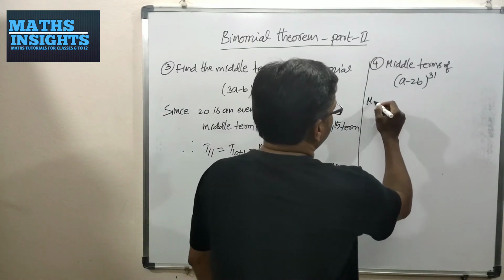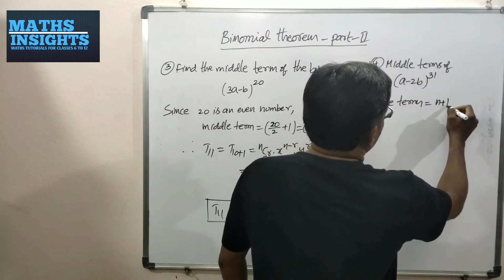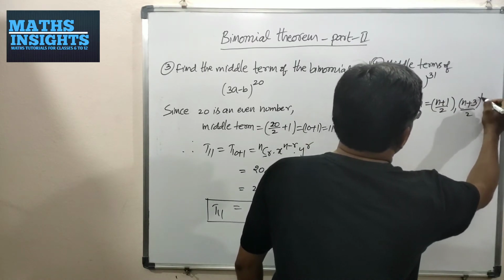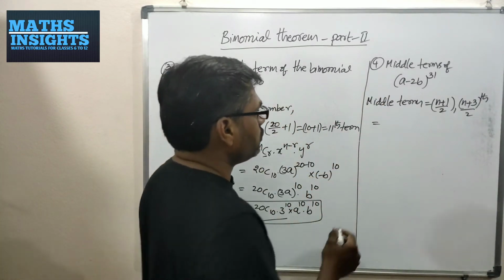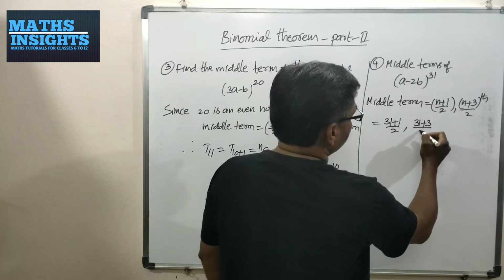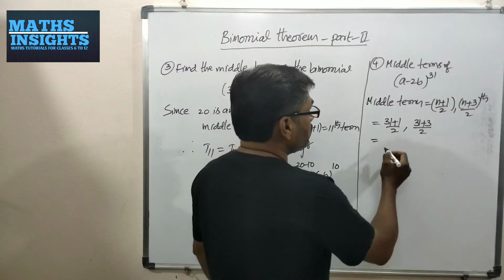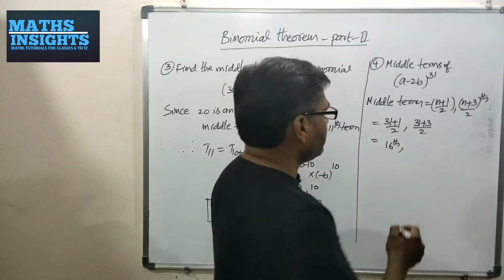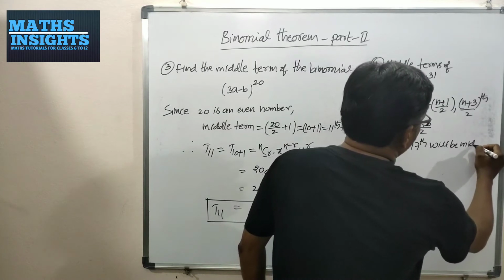Therefore, the middle terms are the (n plus 1) by 2 and (n plus 3) by 2 terms. Now n value is 31. Therefore, (31 plus 1) by 2 comma (31 plus 3) by 2. 31 plus 1 is 32, 32 by 2 is 16th, and this is 34 by 2, 17th. They will be the middle terms.